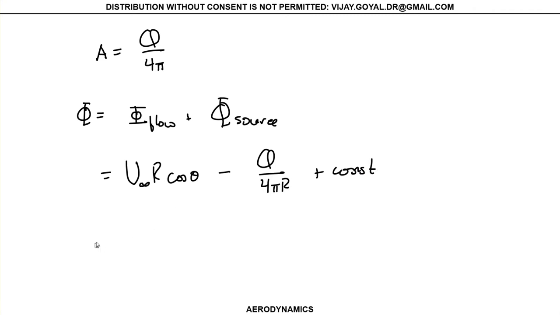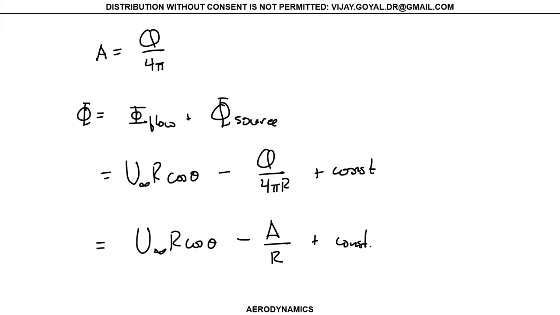And as we move forward, you're going to see I'm going to carry my A, because just to simplify my analysis, I'm going to call it A over R. But remember, A is nothing but a constant, Q over 4 times pi.